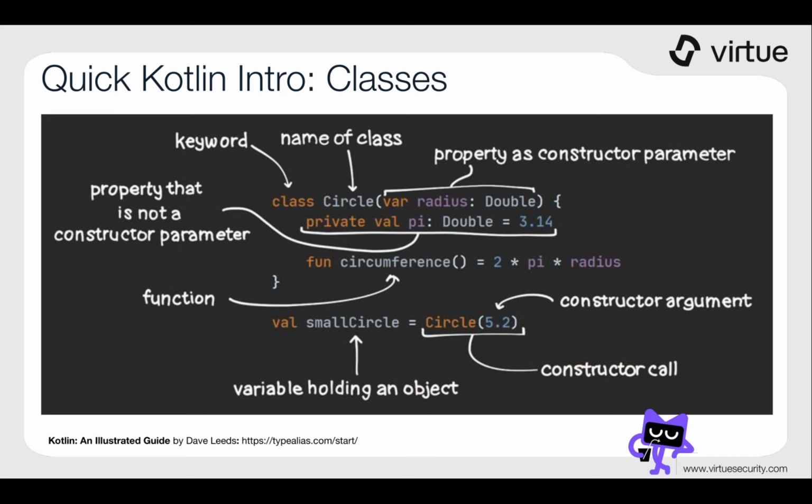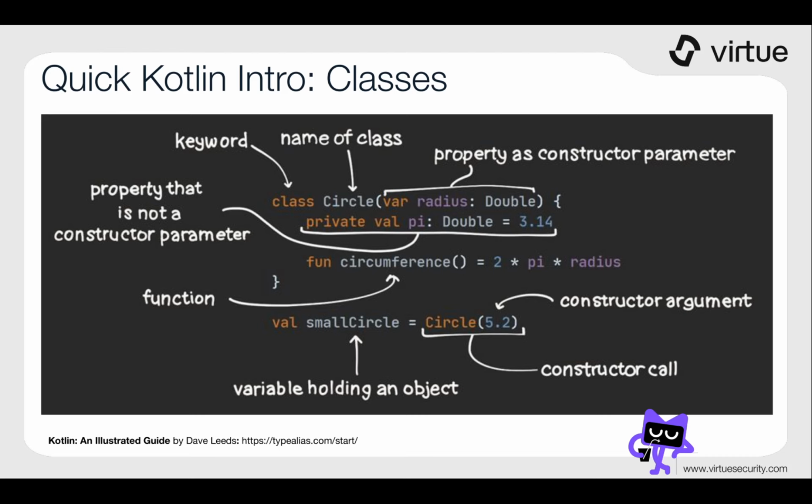Similarly, the second line down, private val pi of type double equals 3.14. This is also a property. It looks a lot like an instance variable, or a class instance variable, but it is actually a property. Pi is a property with a private getter and setter. You cannot access it from outside of the class. It must be inside the class. And it has an initial value of 3.14. And then finally, we have a function circumference, which we talked about on the previous slide.